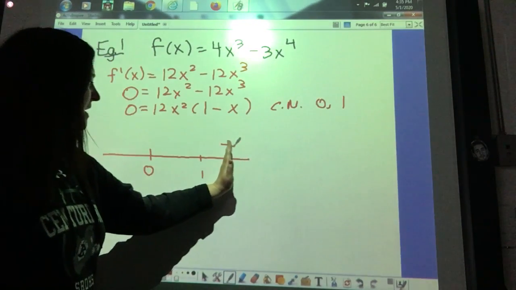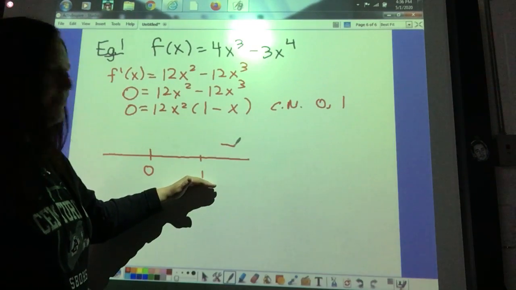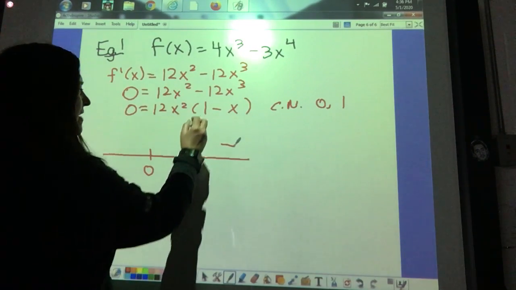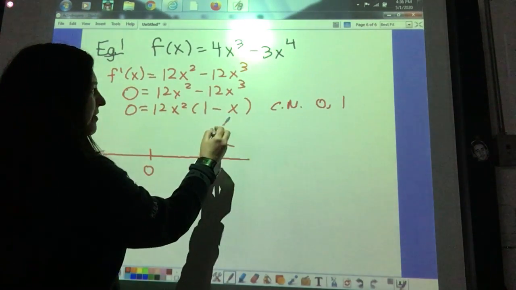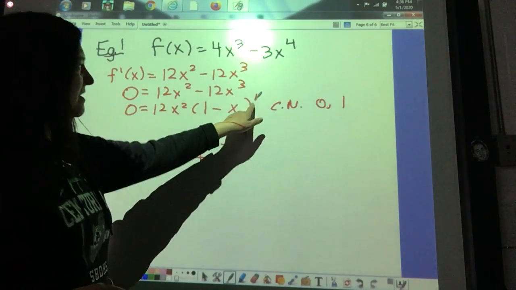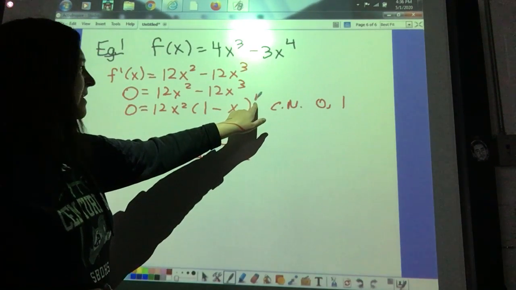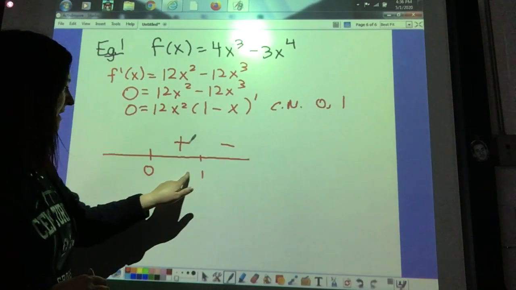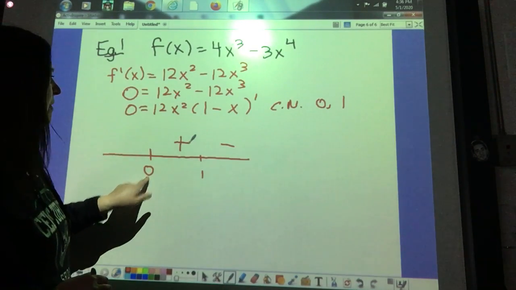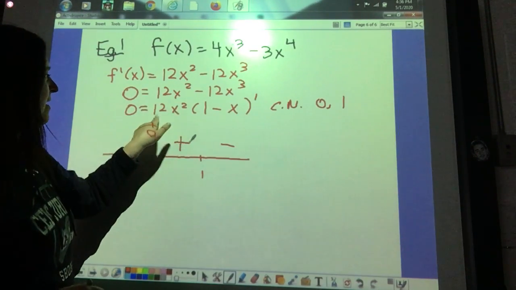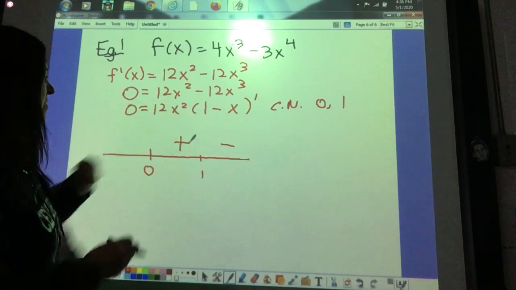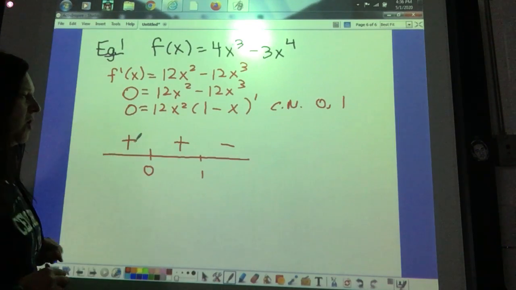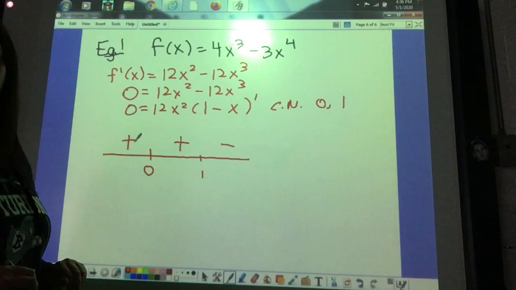Then we go from right to left. The first number we hit is 1. So we go to our factored form. This is where we got that critical number from. And then we test this exponent. Is this exponent odd or even? It's odd, so you change the sign. Then you keep going to the left. The next number we hit is 0. The 0 came from here. But the exponent here is even, so according to our rules, even exponents stay the same, odd change. So that is our sign diagram.